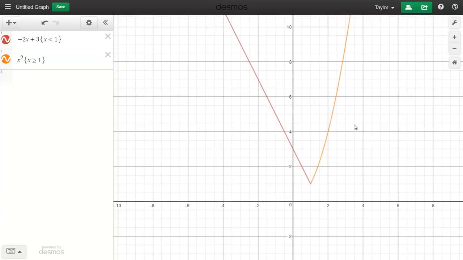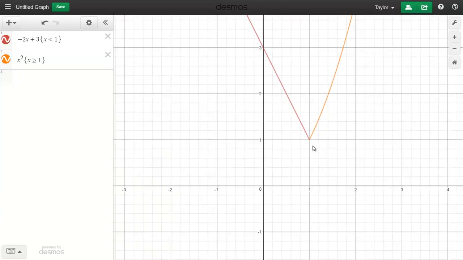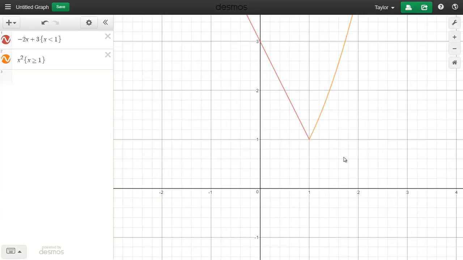Now, the only point we were concerned about was what happens at x equal 1. So we need to verify that this function is continuous at x equal 1. Now, there's 3 conditions. Because we know the red curve is continuous to the left. We know the orange curve is continuous to the right. We're only not sure about what happens at x equals 1.